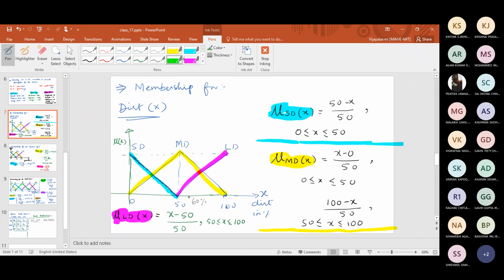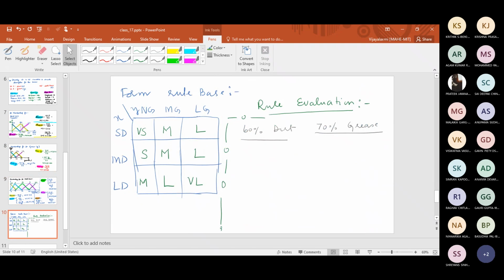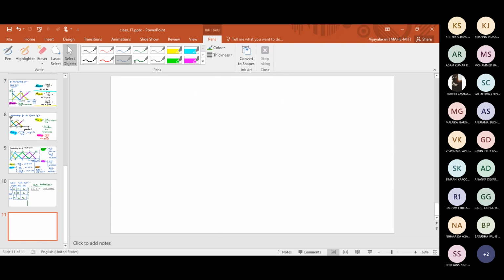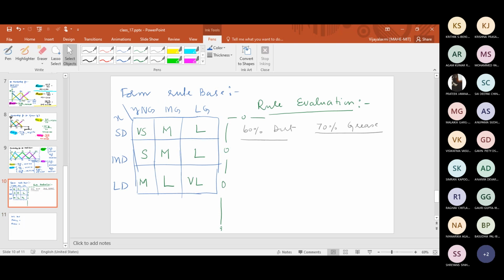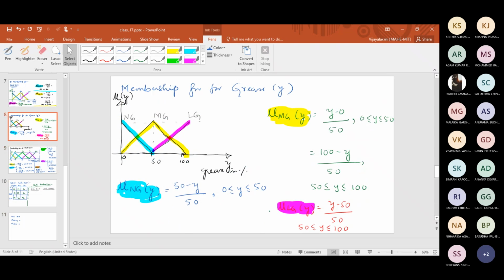If I draw a line, say somewhere here, right? So MD as well as LD both come into the picture. So you have 60% dirt right here. So mu MD and mu LD both come into picture. So what are the expressions of that? I will just write mu MD and mu LD.